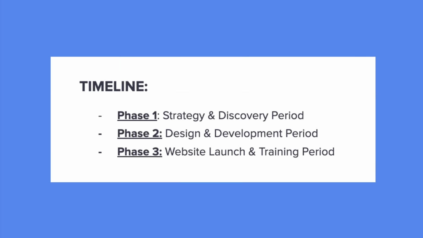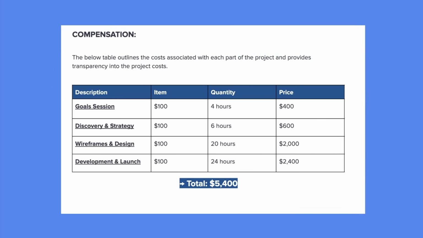Then you can go into the timeline in the different phases like we discussed. So for this one, phase 1 would be the strategy and discovery period, phase 2 would be design and development period, and phase 3 would be website launch and training period. After that, you want to list the compensation.